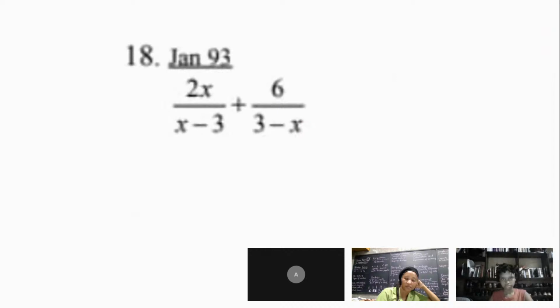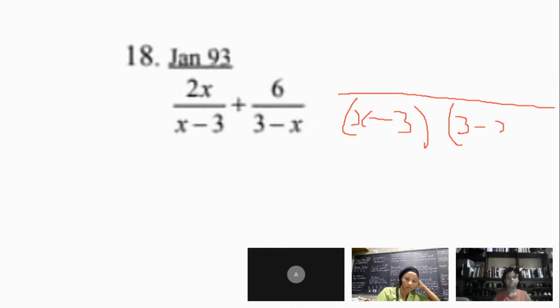Imani? Okay, miss. So for this one, the denominator would be x minus 3 and a bracket 3 minus x. And so, miss, now x minus 3 into the denominator would leave 3 minus x. So it would be 2x times 3 minus x. So 3 minus x will be in the bracket. And then 3 minus x into the denominator would give you x minus 3. So it would be plus 6 bracket x minus 3.